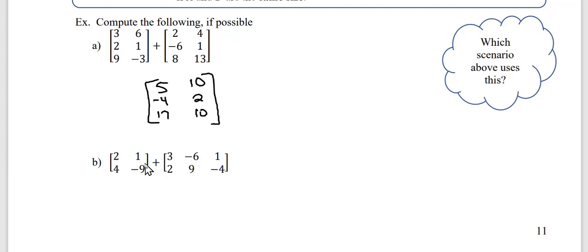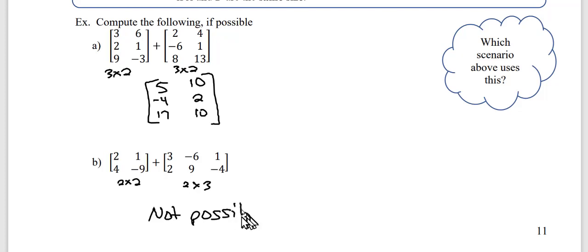This guy, one thing we should write here, this is 3 by 2, 3 rows, 2 columns. This is also 3 by 2. They're the same size, so you can add them. This one is 2 by 2, and this is 2 rows by 3 columns. Not the same size, so this is not possible. You cannot add matrices that are not the same size.